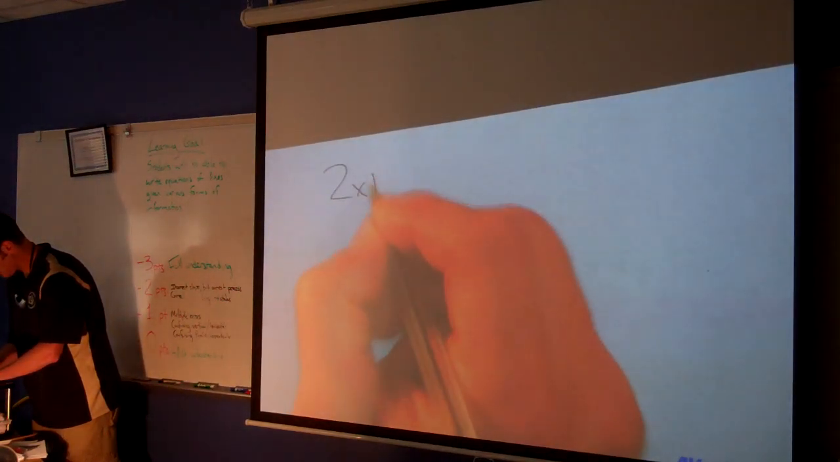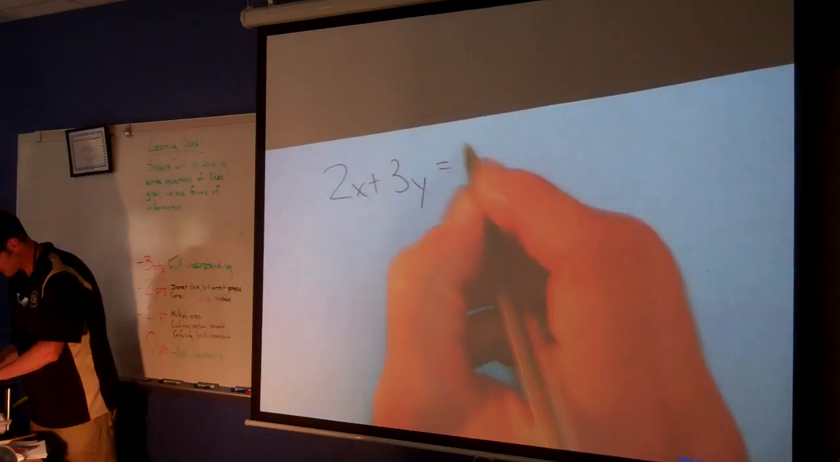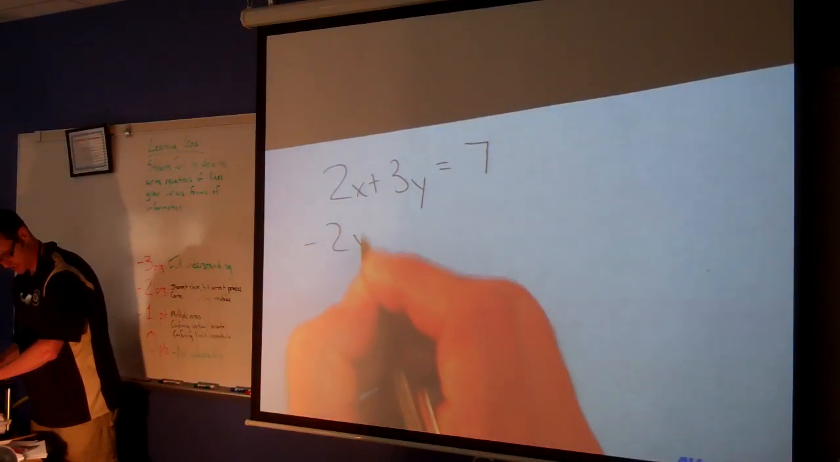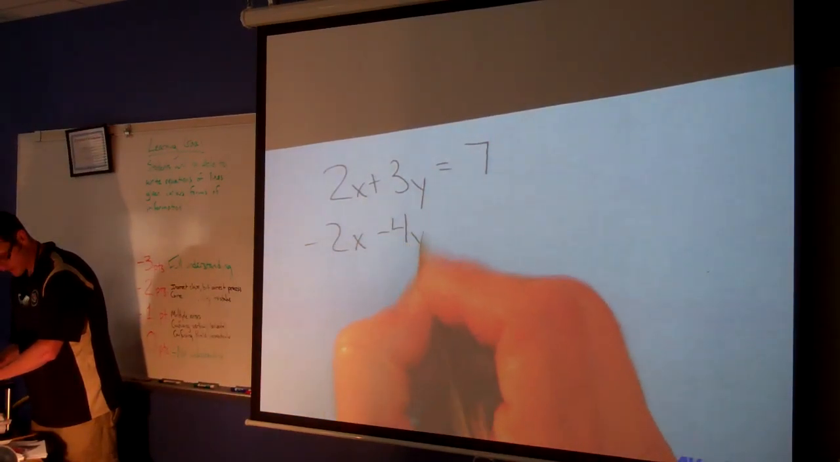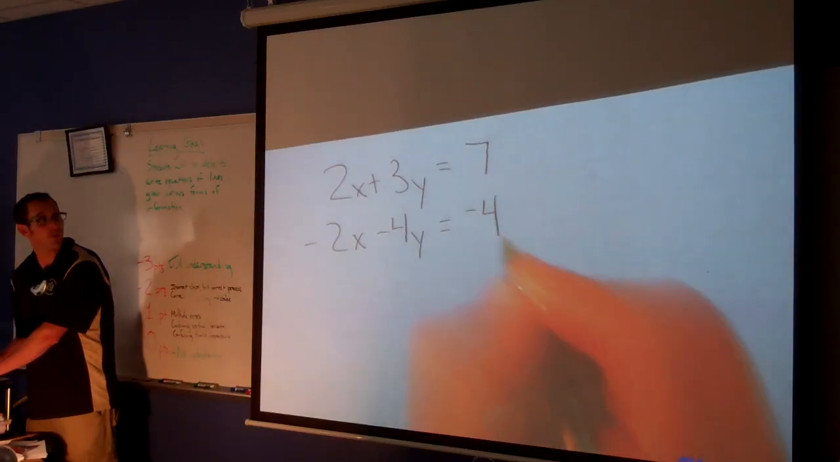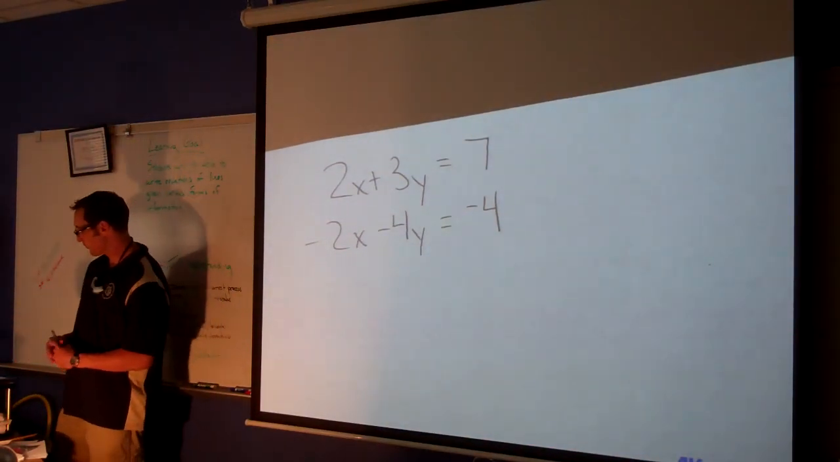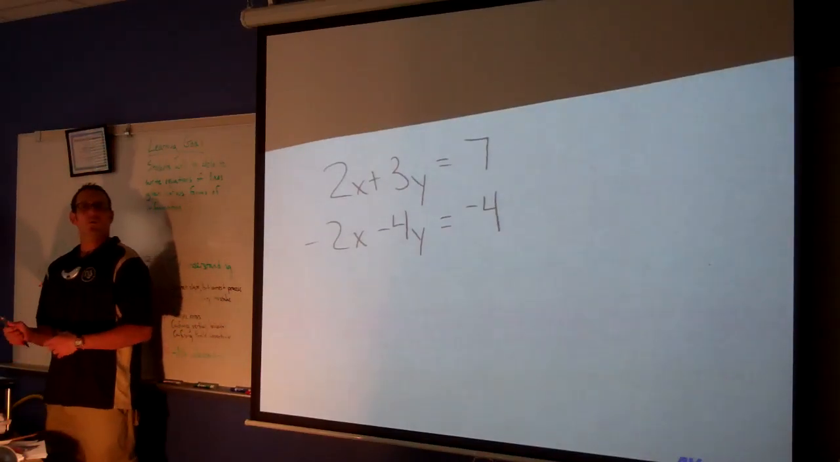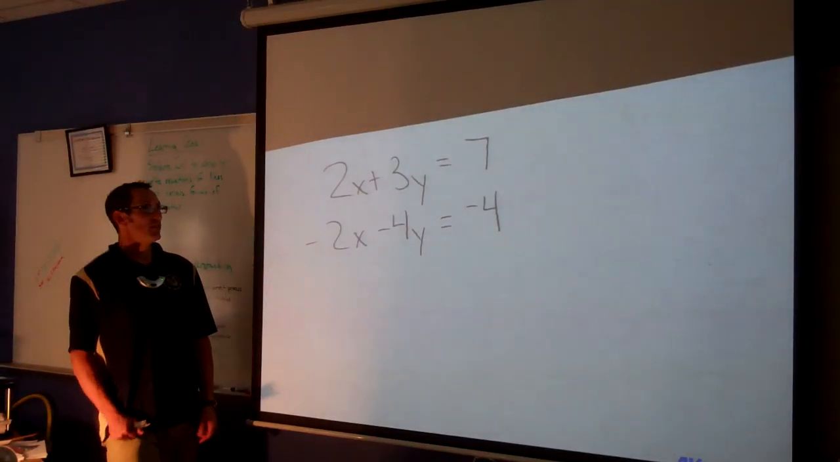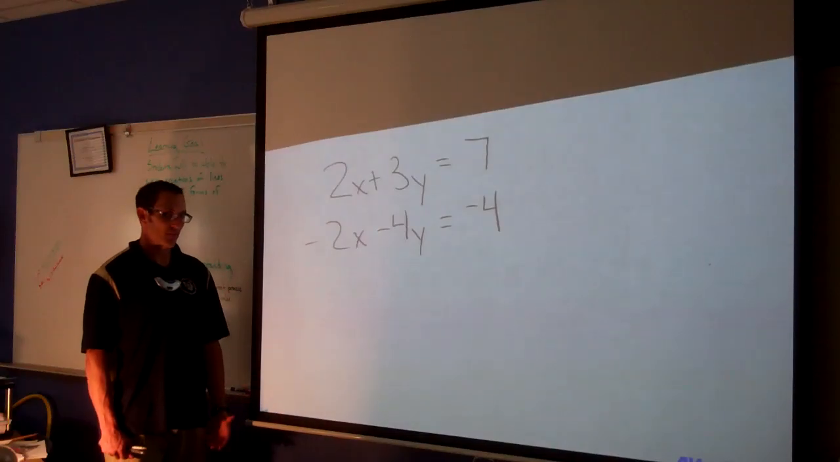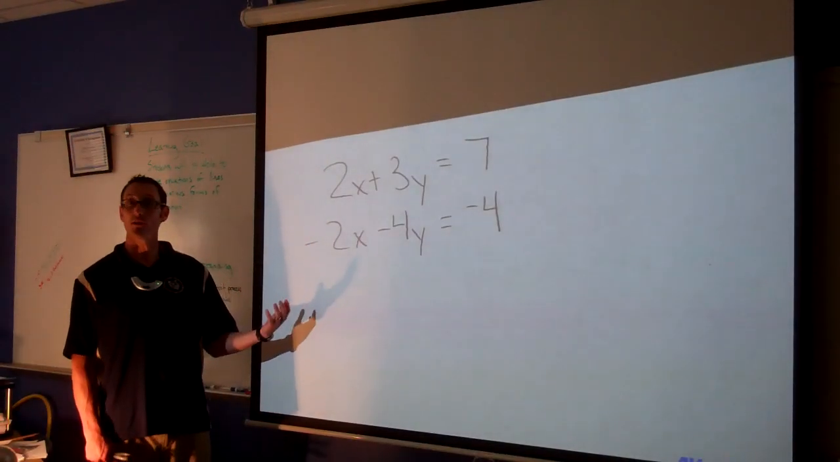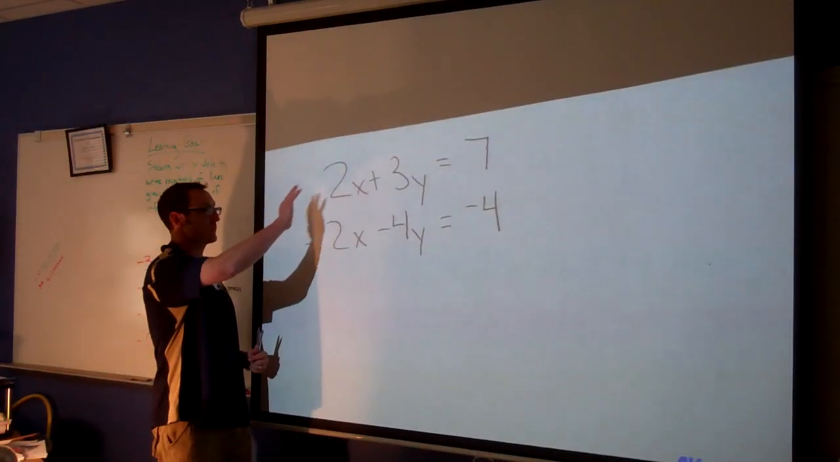If we have 2x plus 3y equals 7, and we have another equation, negative 2x minus 4y equals negative 4. Okay, so again, this is a system of equations. Two different equations working on a coordinate plane. Can we add or subtract these two equations entirely? Okay, so remember that's the note. We can totally do that. We can add the entire equations.